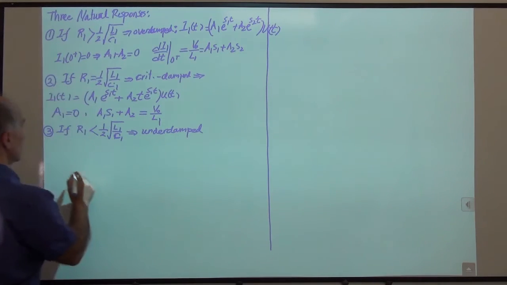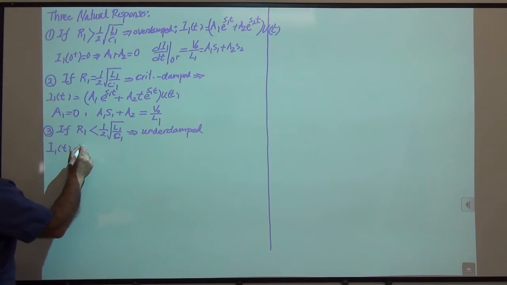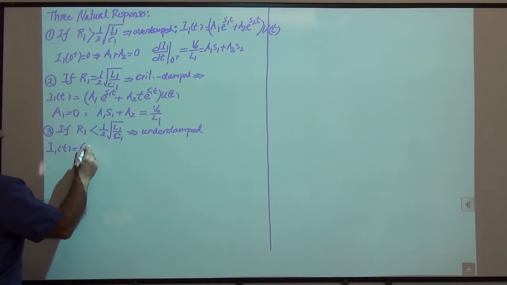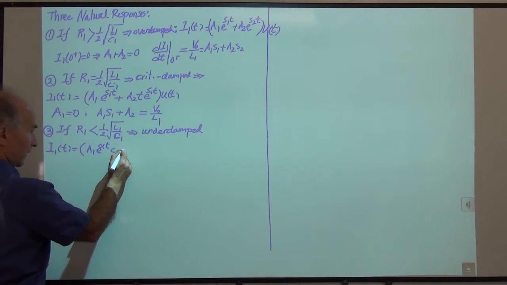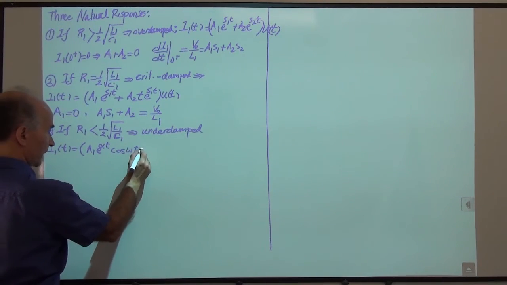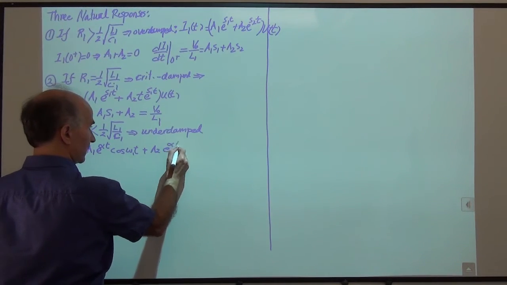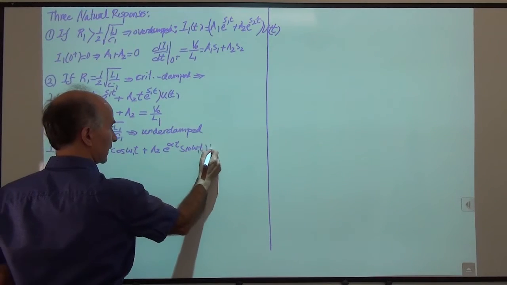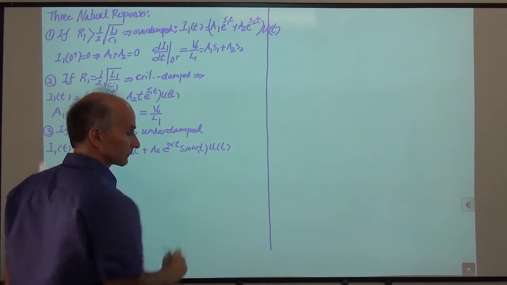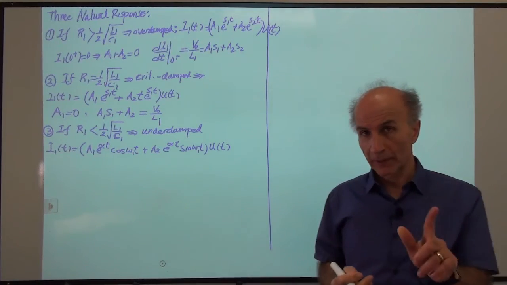And the result will be of this form. I1 of t is equal to A1 e to the alpha t cosine of omega 1t plus A2 e to the alpha t sine of omega 1t, and then again u of t. All right, how much are alpha and omega 1?